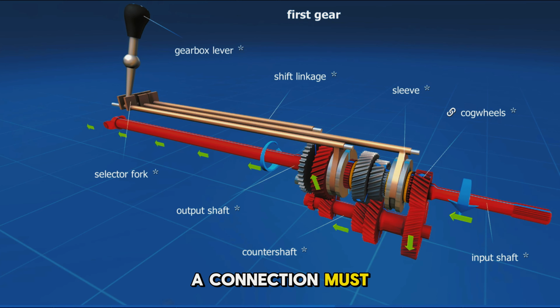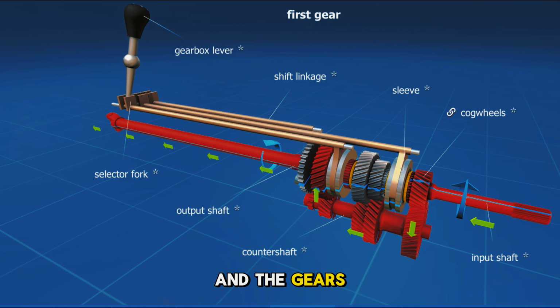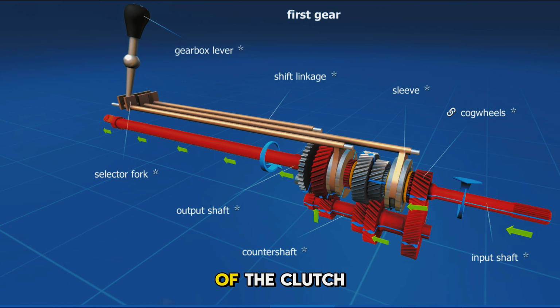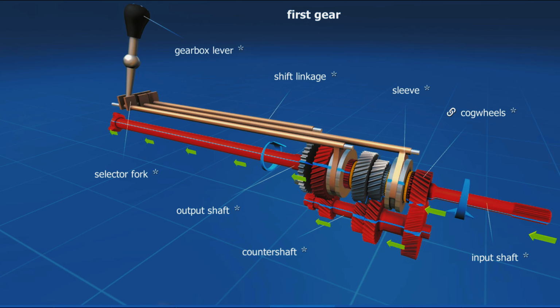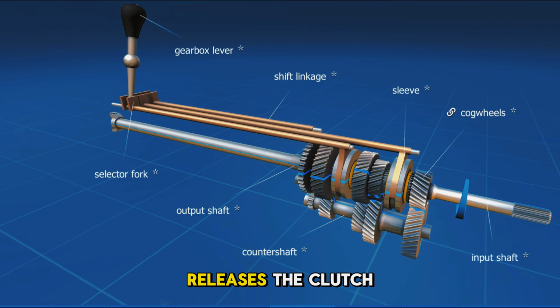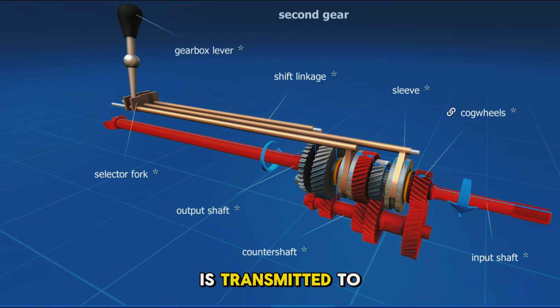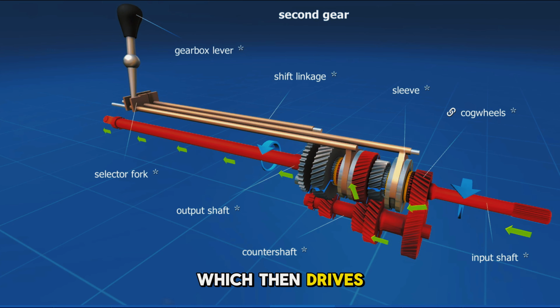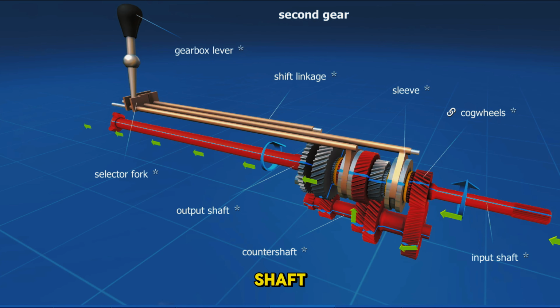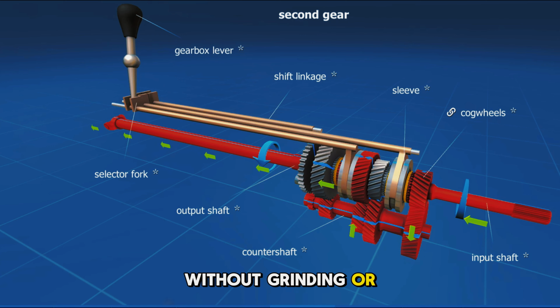For the engine to transmit its power to the transmission system effectively, a connection must be established between the engine and the gears. This connection can be temporarily disengaged when needed, which is the function of the clutch. The clutch allows the driver to disconnect the engine from the transmission in order to change gears smoothly. When the driver releases the clutch pedal, the engine power is transmitted to the input shaft, which then drives the wheels. Pressing the clutch pedal, on the other hand, disengages the engine from the input shaft, allowing for a gear change without grinding or damaging the gears.